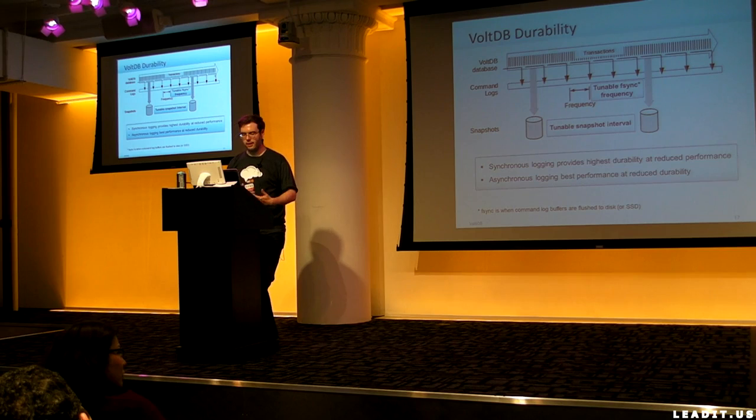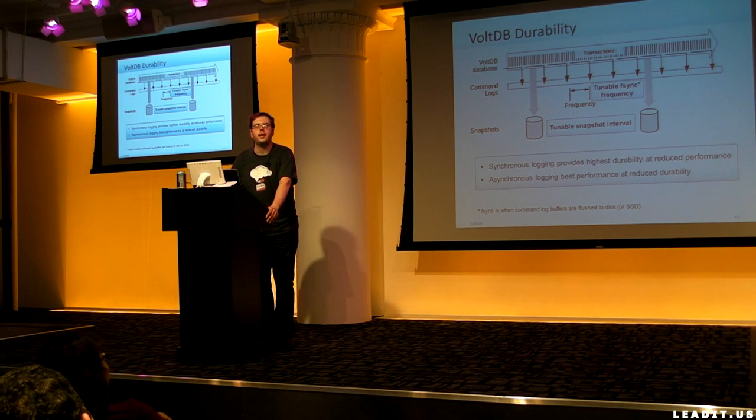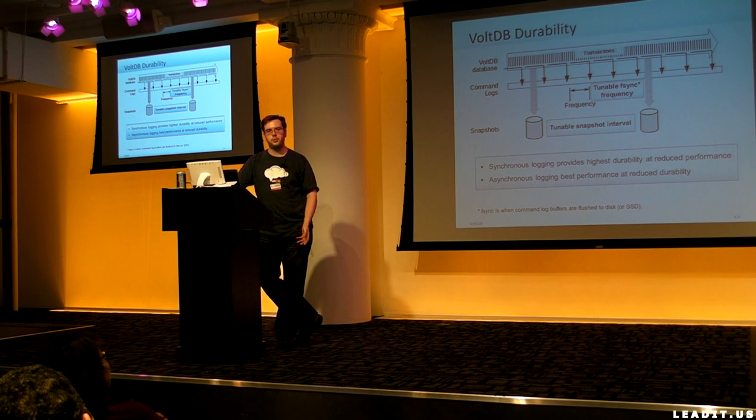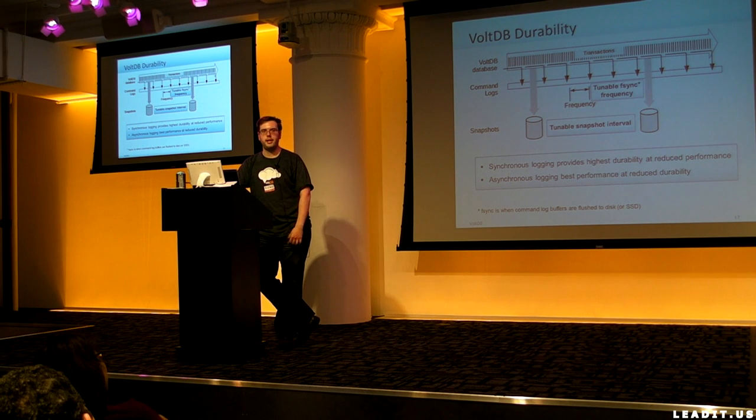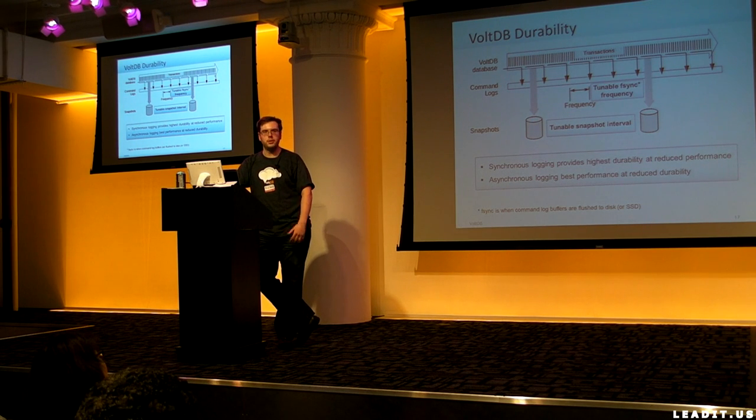And there's really a limit on how many times you can fsync to disk and also to a battery backed cache. So you have to group multiple transactions together. And so that's how we can get very high levels of throughput, even with synchronous command log, because we can be batching. If you're doing 100,000 transactions a second, we're batching 1,000 transactions every time we do an fsync.